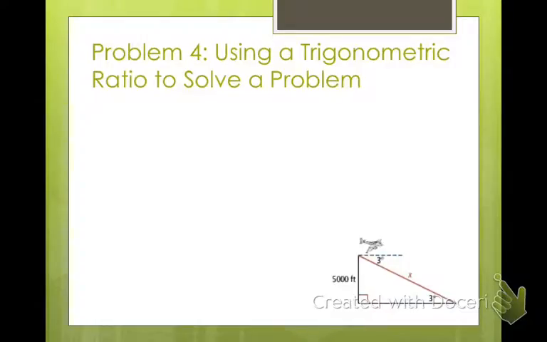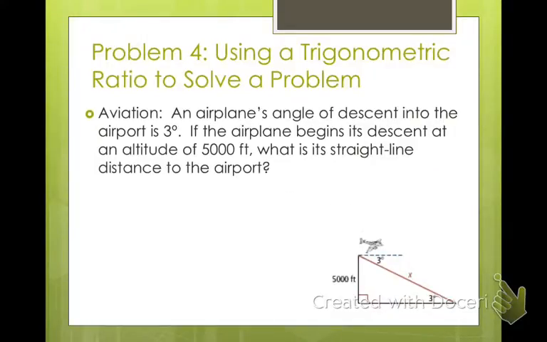Alright, using a trigonometric ratio to solve a problem. In aviation, an airplane's angle of descent into the airport is 3 degrees. If the airplane begins its descent at an altitude of 5,000 feet, what is its straight line descent to the airport? So if the plane were to continue on this path of a 3-degree angle descent all the way to the ground, how far is the plane traveling? So what's our hypotenuse is the question.